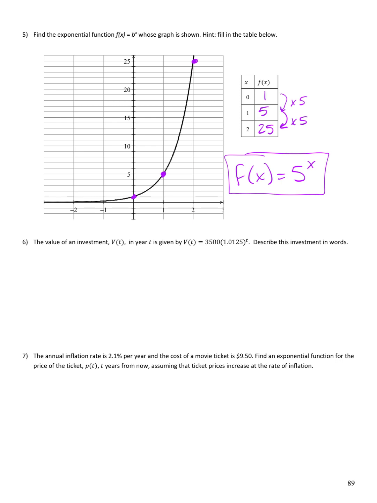Number 6, the value of an investment v of t in year t is given by v of t equals 3,500 times 1.0125 to the t. Describe this investment in words. Well, 3,500 is our initial investment, also sometimes called the principal, and 1.0125 is our growth factor. We have to subtract 1 and change it to a percent to get our percent interest. So this is a $3,500 investment.